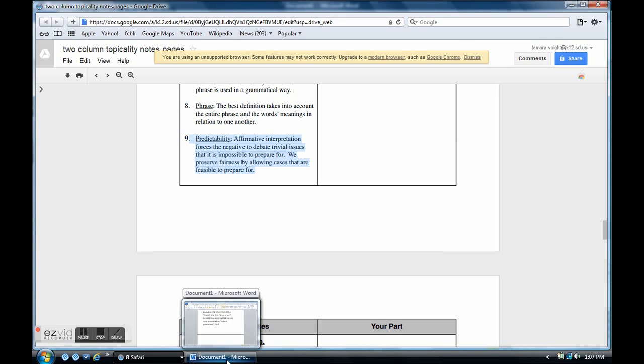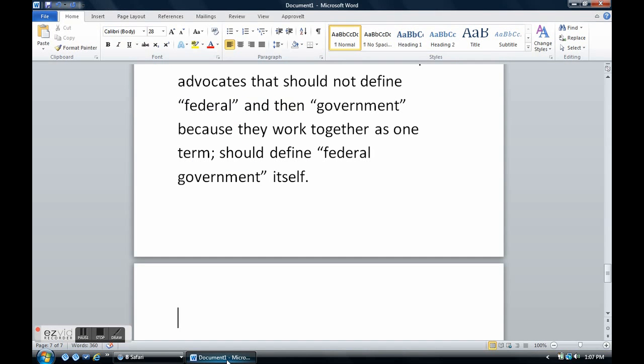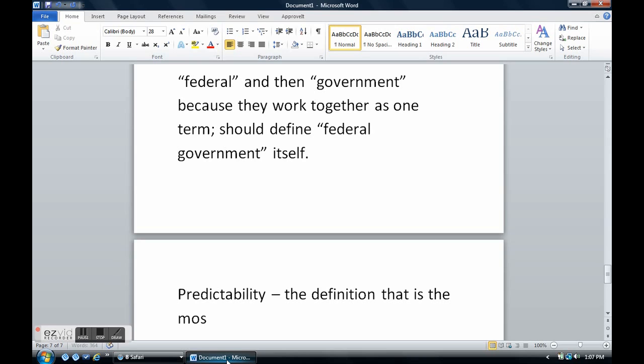Our next standard is predictability. And predictability argues that the definition that provides for the most predictable interpretation or understanding of the term of the resolution is the best one, because that's the definition that most of us can understand and accept and prepare for.